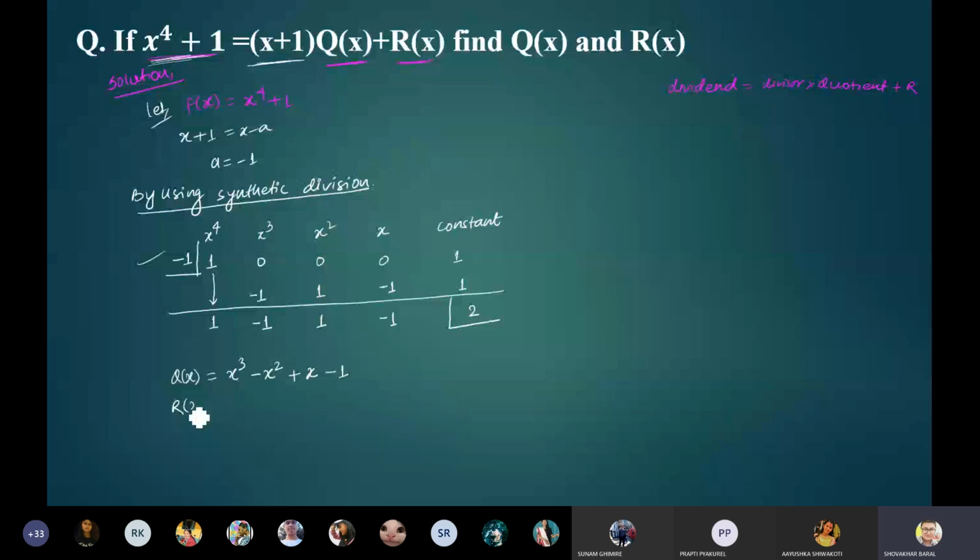So this is the quotient, and the remainder r(x), somewhere you may find written as r(x), or somewhere you may find written as r, since it doesn't contain any variable x. You may simply write r also, but the question asks you to find r(x), so let me write in the same way. r(x) will be equal to 2. This is the remainder.